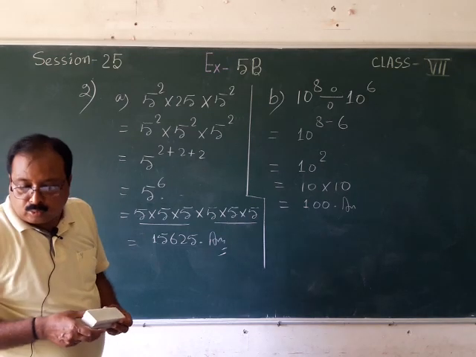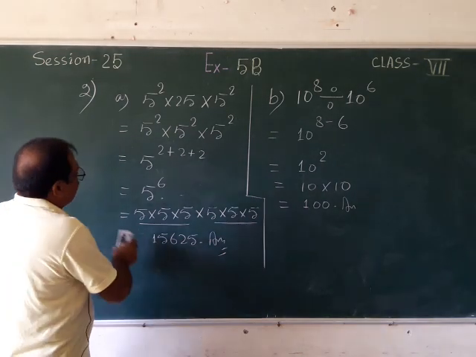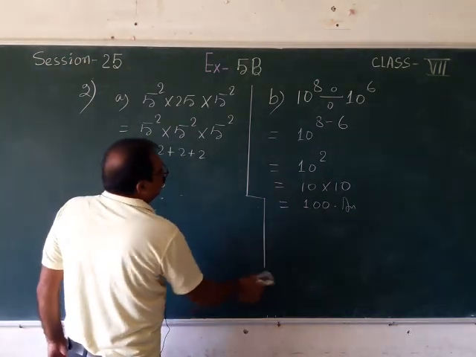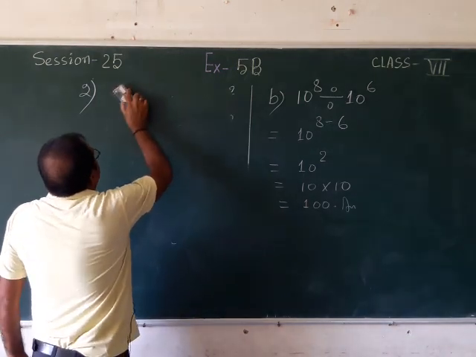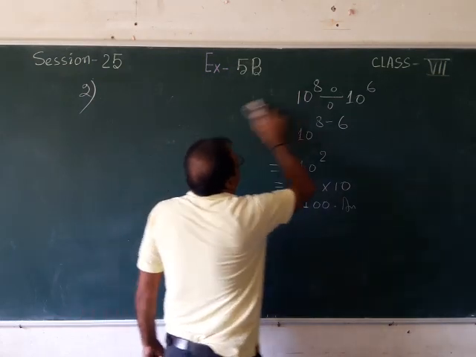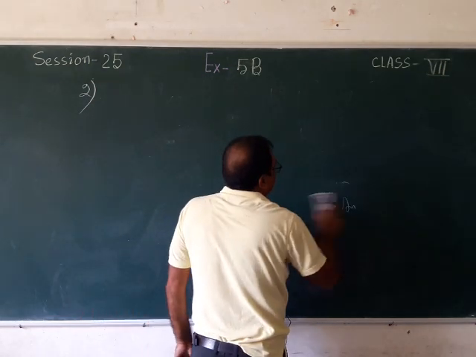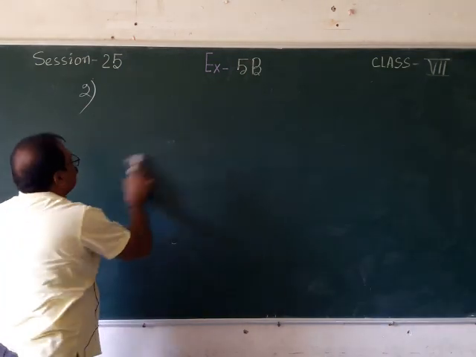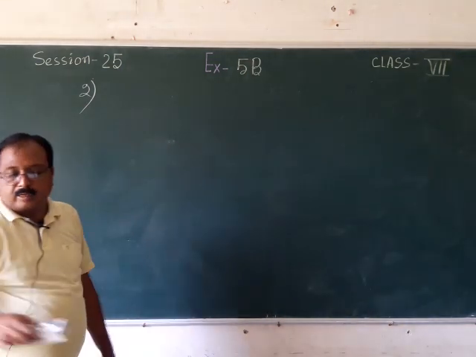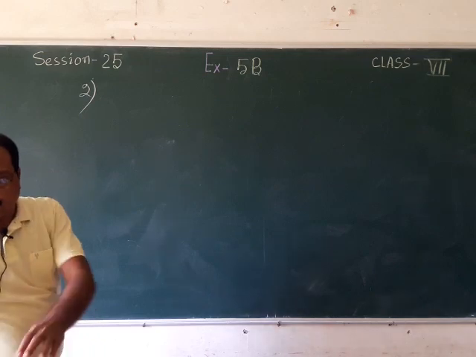Now I am going to show you one more question here, that is question D. What is written in question number D? Just copy down question number D, and first of all try to solve it by yourself. Then you can match it with what I am doing. So question D is there.